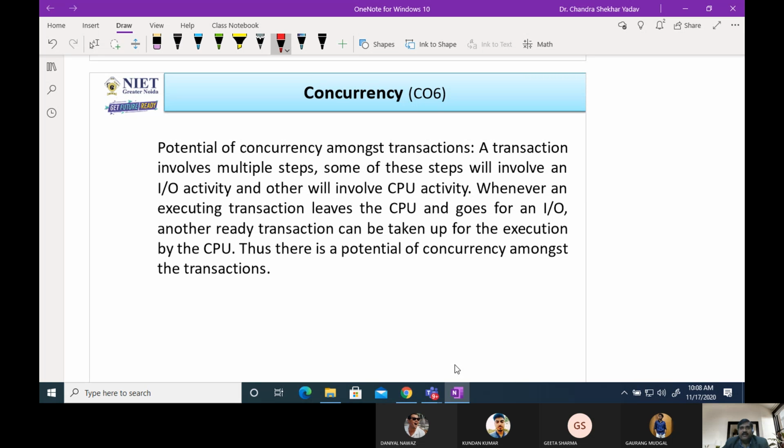Then what are the various states of a transaction? Please let me know. I have already explained the definition of the transaction, then the properties of the transaction. After that, the various states of a transaction. So please let me know the various states of the transaction.